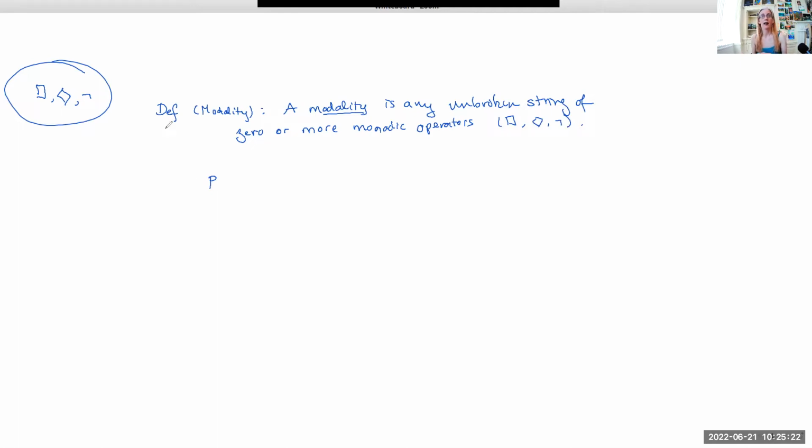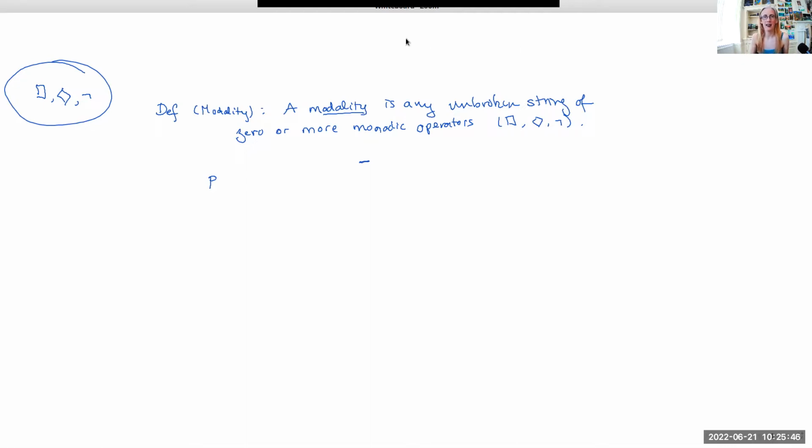Occasionally, when we need to talk about the zero length modality, i.e. the one that has no operators, sometimes we need to be able to refer to this. So we will use just a dash when we need to refer to this non-existent string. So don't get confused about this. We're not introducing new notation.